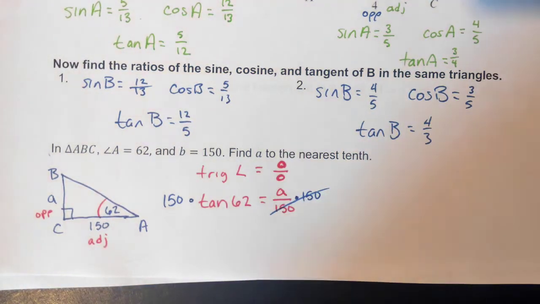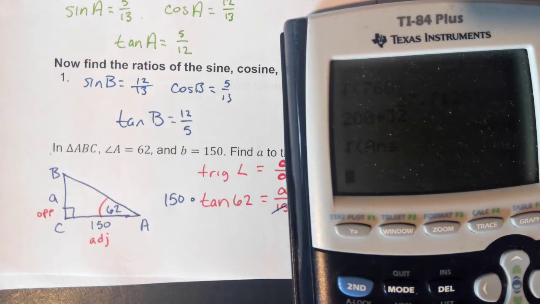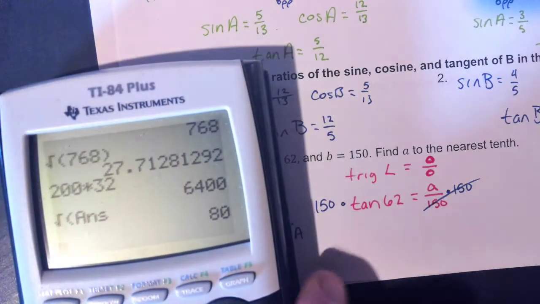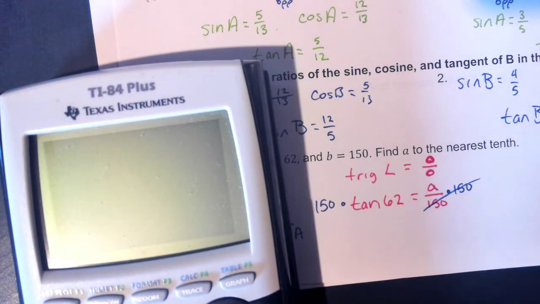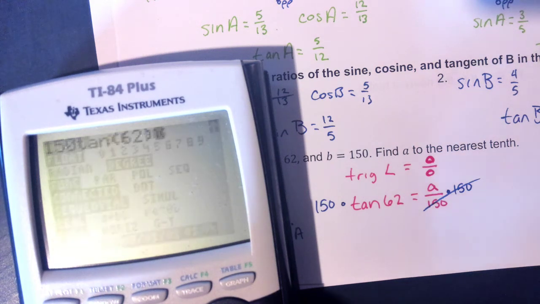So once you get A by itself, all we have to do now is pull out our calculator. Make sure it's in that degree mode like I talked about earlier. And then I just type it in just like I wrote it down. Let me see here. All right. So it's 150. You're going to hit that tangent button. It's going to pull up a parenthesis, and then your angle, 62. Be sure to get in the habit of closing that parenthesis. I'm just going to make sure I'm in degrees.